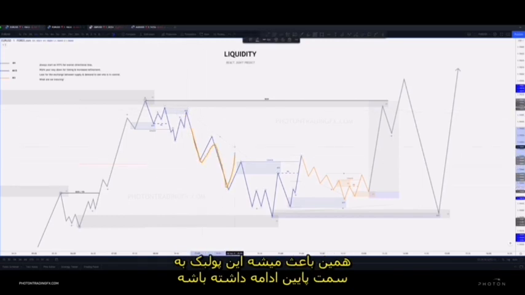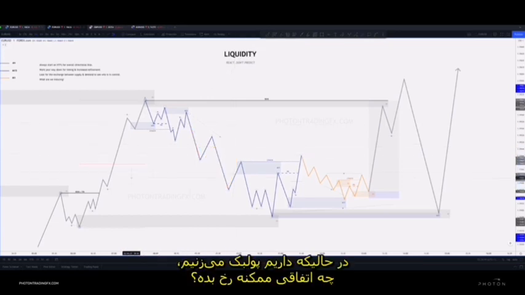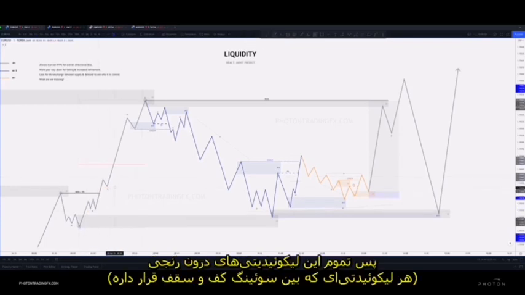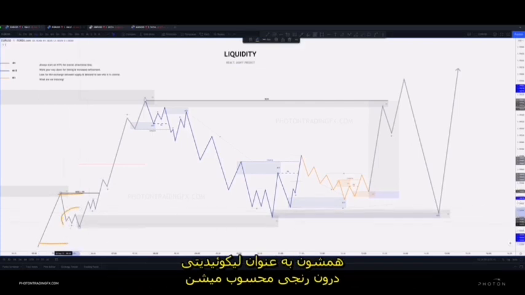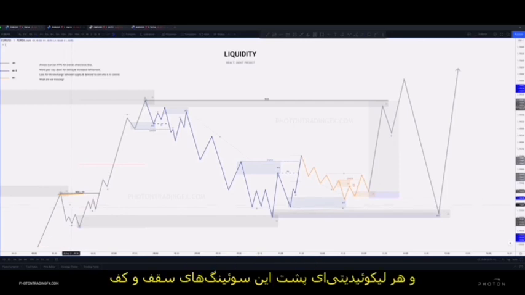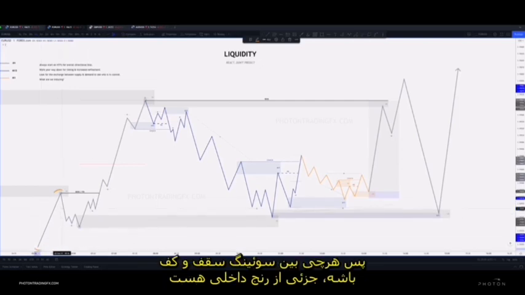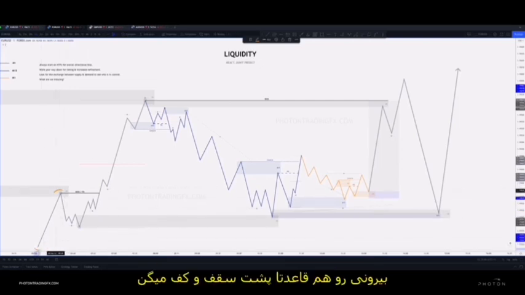and continue that pullback down here. Now, as we're pulling back, what can end up happening is we can start to sweep all of that prior liquidity that was built on the way up, okay? So all of this is internal range liquidity. Any liquidity that is within the swing high and the swing low is essentially classified as internal range liquidity. And any liquidity behind those swing highs and swing lows is essentially external range. So internal range is everything between the high and the low. External is basically behind the high and the low.